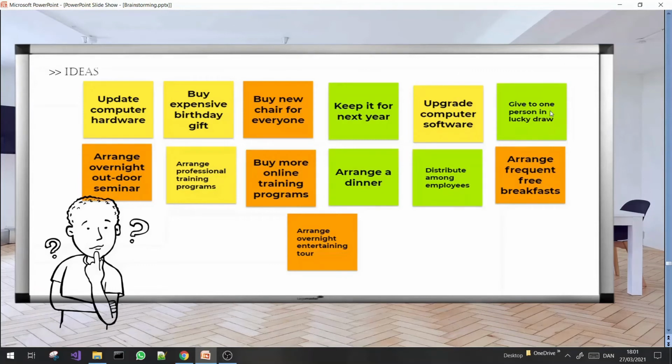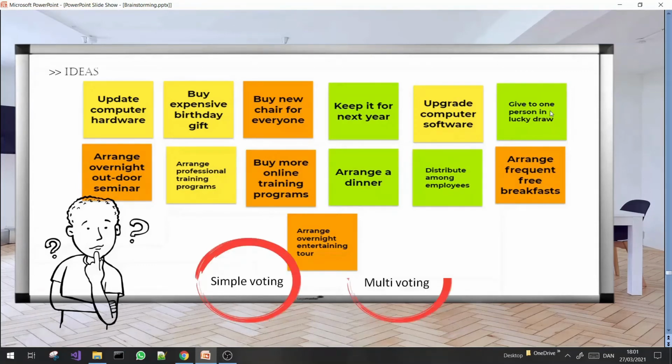There are 2 types of voting methods. First is simple voting and other is multiple voting. Simple voting says each group member can vote for a single idea. That's it. Multiple voting says each group member can vote for multiple ideas. Just like any group member says, this is my first favorite idea, this is my second favorite idea, and so on.